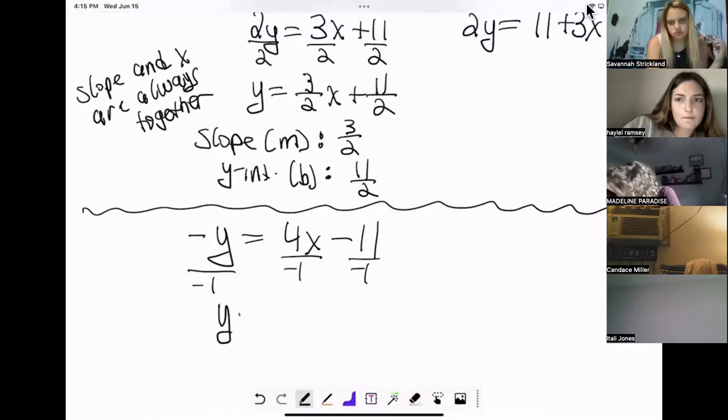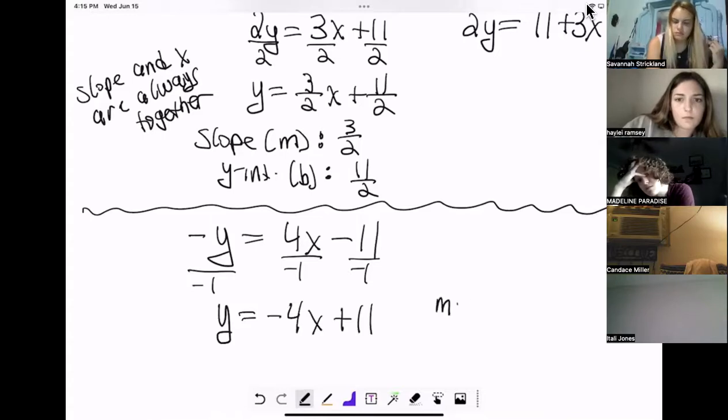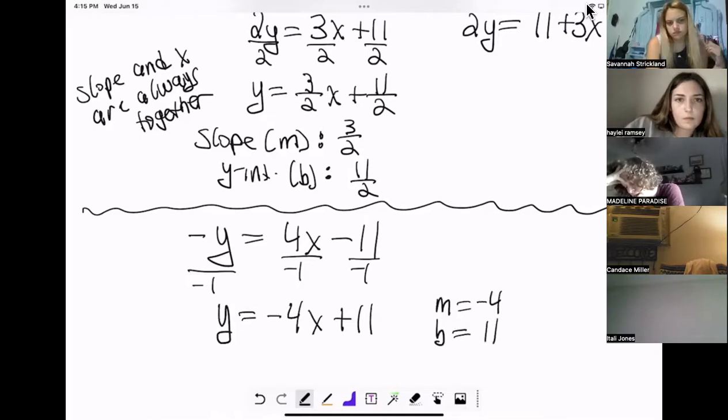So y equals 4 divided by -1 is -4x. And a negative divided by negative is a positive 11. And now you can tell me that the slope was -4 and the y-intercept was 11. So just make sure that y is totally by itself.